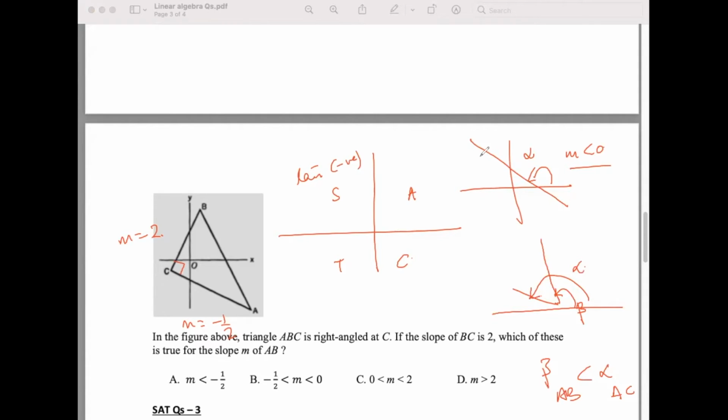So I started doing some digging around, and you can see that in the first quadrant, tan increases from 0 to infinity. And then in the second quadrant, tan again increases from minus infinity to 0, which means that if you come this way, the slope of AB would be less than the slope of AC, which means that the slope would be less than minus half.